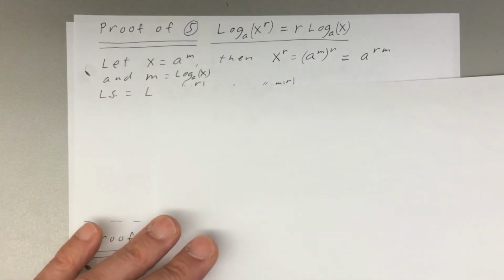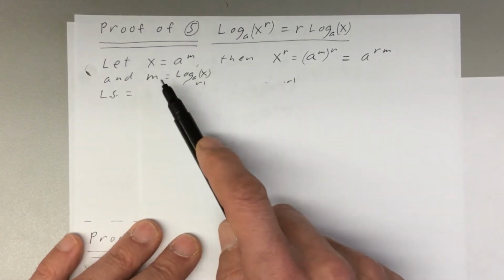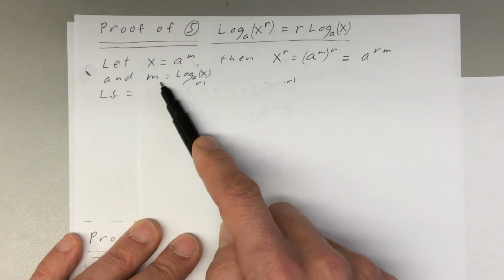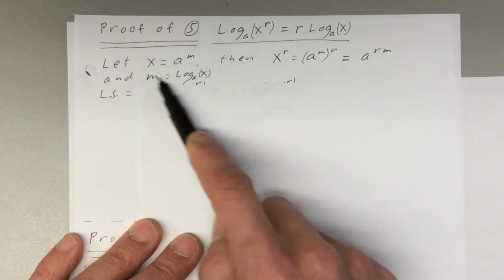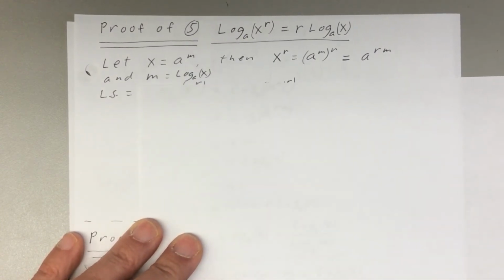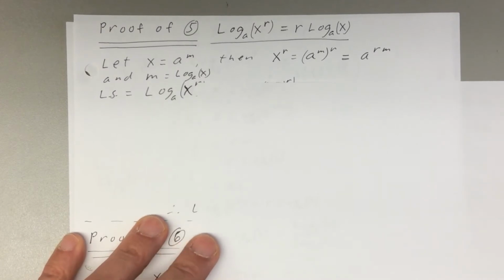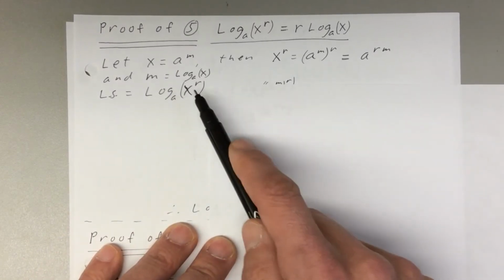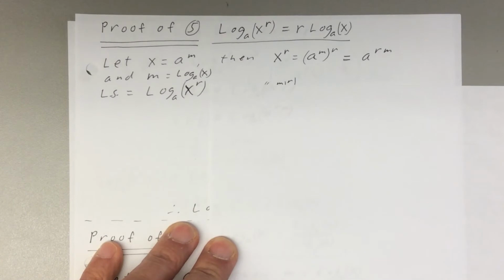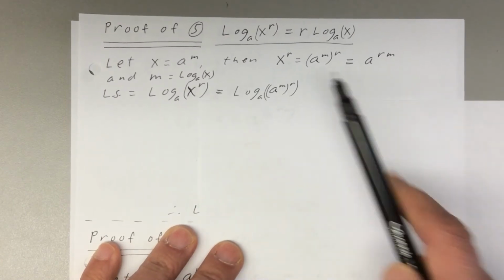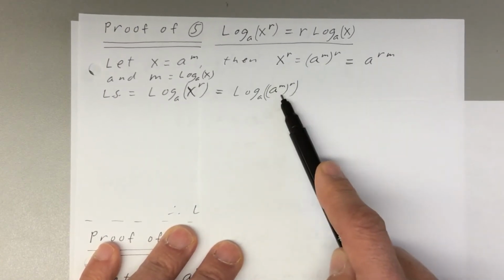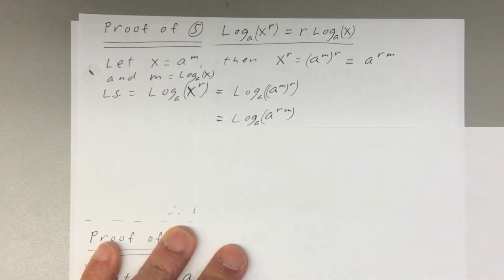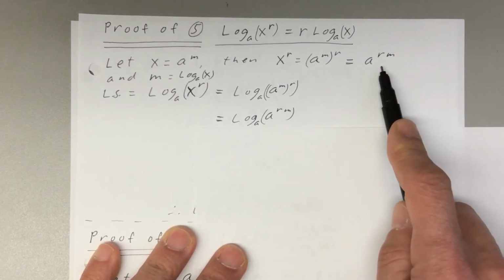Now, left side. Okay, so because of this, we have m equals log base a of x. Okay, the inverse of that. So the left side, we're going to sub in x to the r here. So x to the r is a to the m to the r. We know that's a to the rm, which is what we have here.